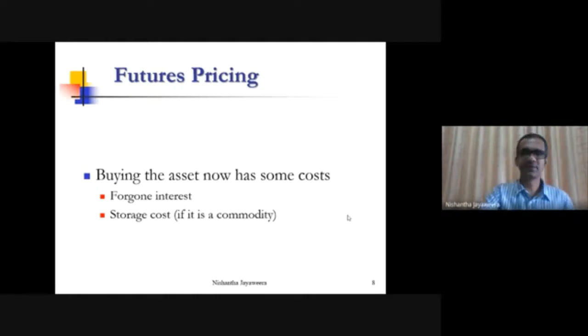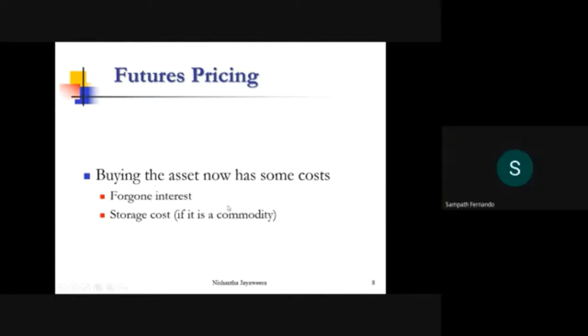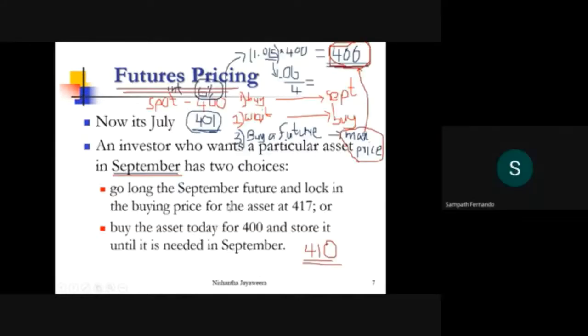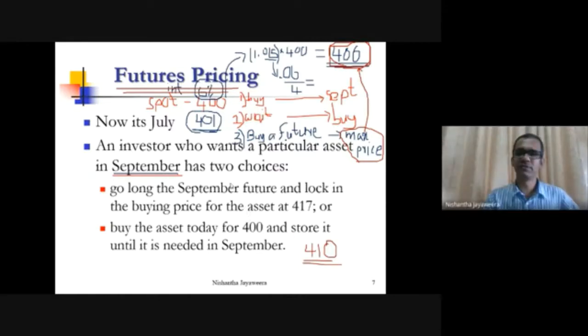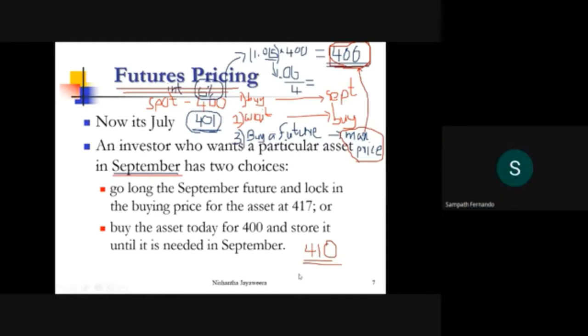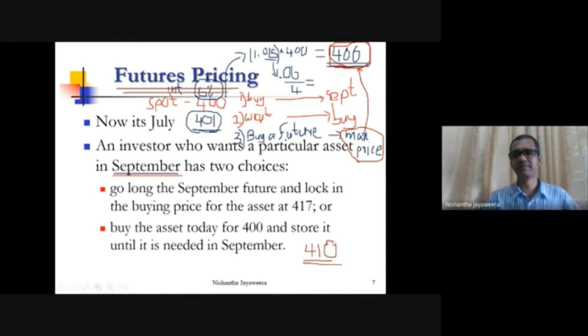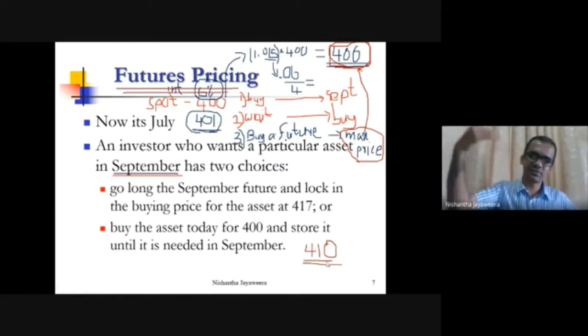So as we discussed, when you buy something, you forgo interest. Sir, that 410, we do not consider that 410, because it is only speculation. No, we don't consider this, because it is only speculation. Yes, this is a speculation. And even say, even you are sure that price would be 410 after 3 months.